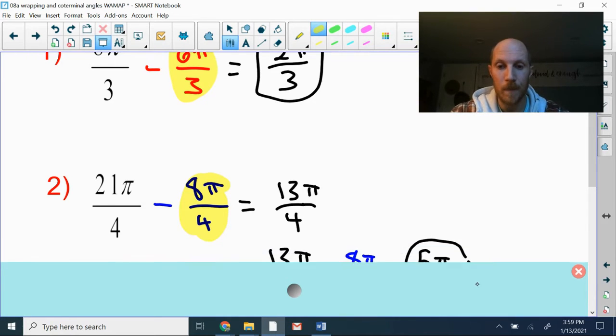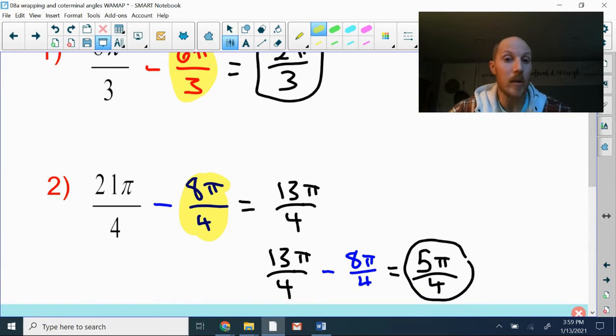So I need to repeat the process as many times as necessary until I get a final answer which is smaller than this equivalent of 2 pi. So keep subtracting again. This time I end up with 5 pi over 4 as my final answer. I know that I'm done because 5 pi over 4 is less than 8 pi over 4.